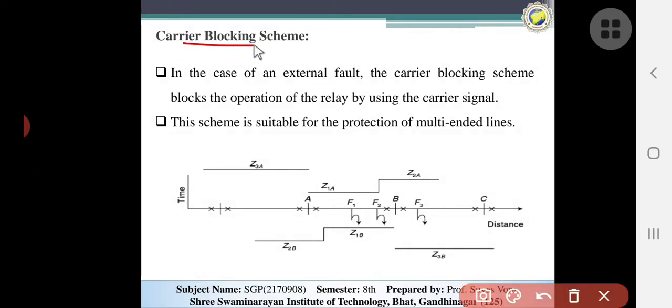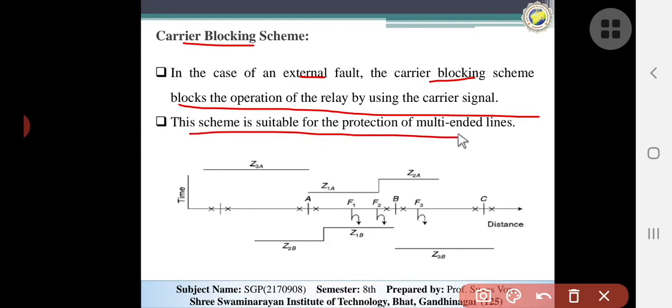So carrier blocking scheme actually क्या है? So carrier blocking scheme is, in the case of an external fault, the carrier blocking scheme blocks the operation of the relay. जब external fault है so carrier blocking scheme ended lines. So you can see the figures here. There are the three stations A, B and C. Here the A, B and C, and the different types of the protections.